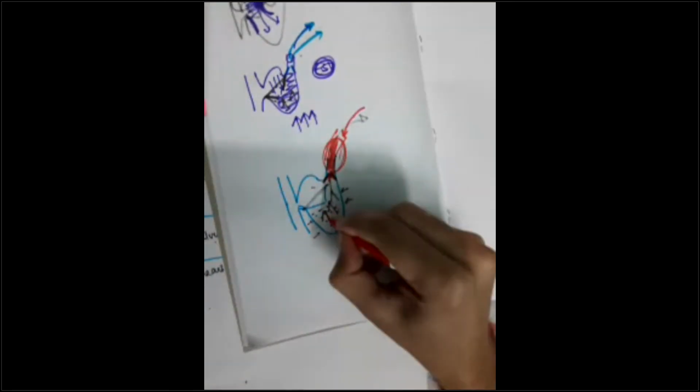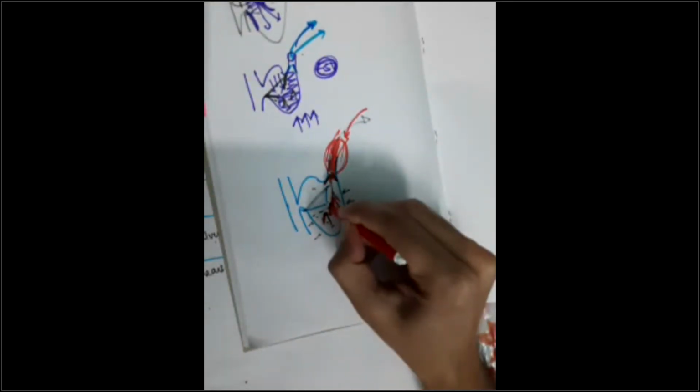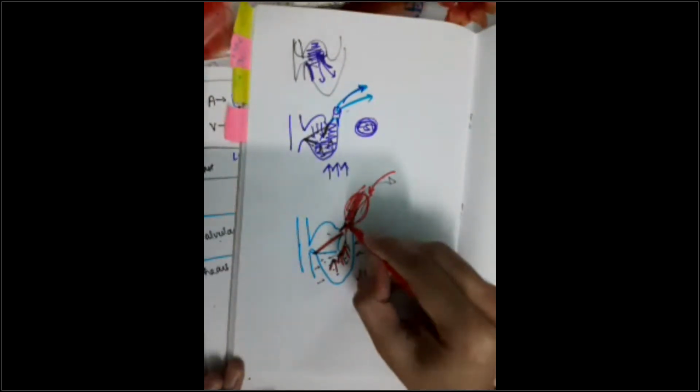So due to rapid increase in pressure, there are 2 valvular events taking place. One is due to rapid increase in pressure, this valve will close. My tricuspid valve will close. Yes, AV valve has now closed. Now what will happen? This valve will open, and in these two phases, my blood will be pumped out.